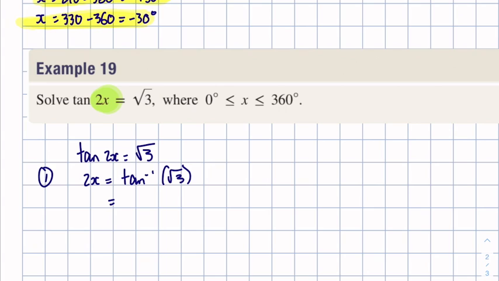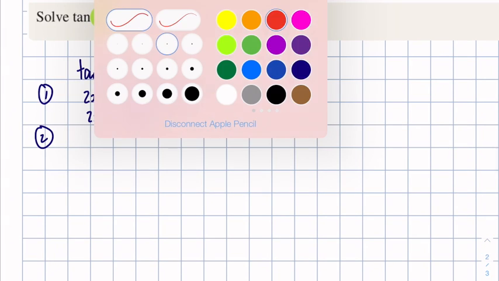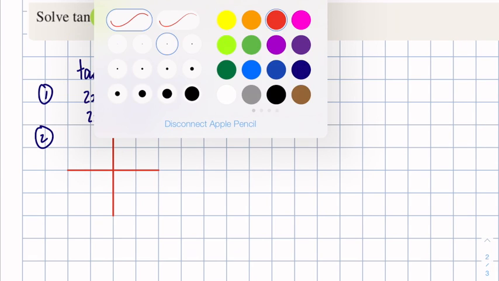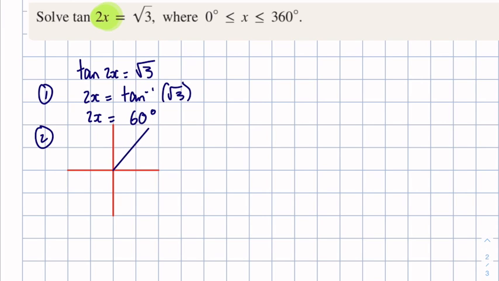Arctan root 3 in your calculator. 60. So 2x equals 60 degrees. Step 2, we're going to do our diagram. So 60 degrees is up here. S, A, T, C, and it's positive. So we want the other positive one, so it'll be down here. 180 plus 60, it's 240.